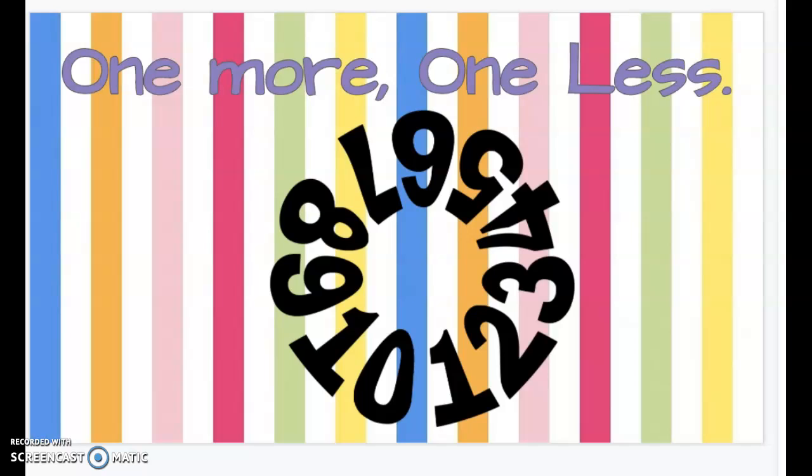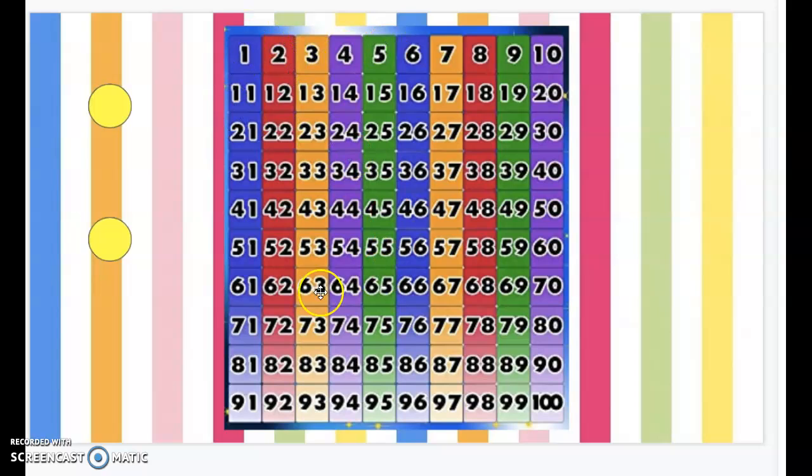Hey guys, today we're going to talk about one more and one less. So let's look at the hundreds chart here. Let's just say we're going to start at the number 2. When we say one more, that means we're going to go to the next number. All right, so if we have 2 and we get one more, what number does that put us on? If we start here and we go one more.